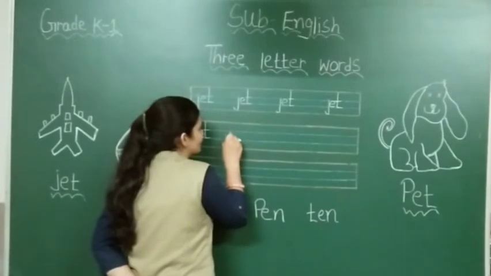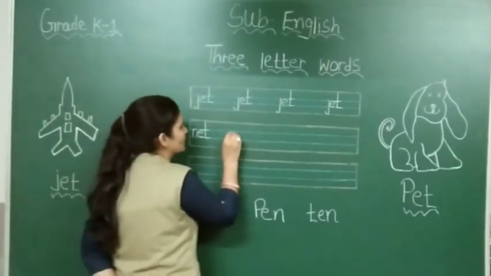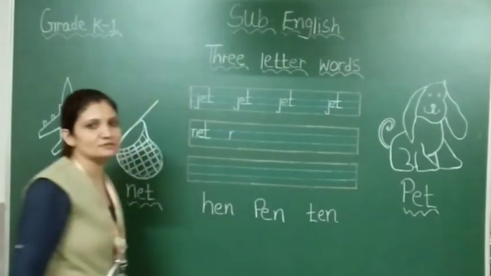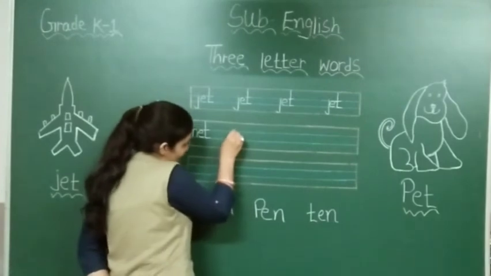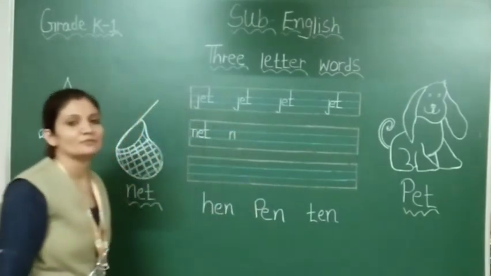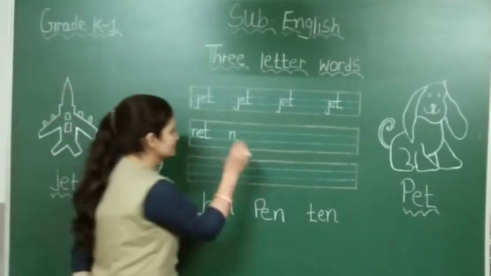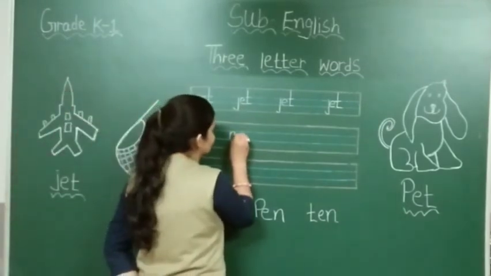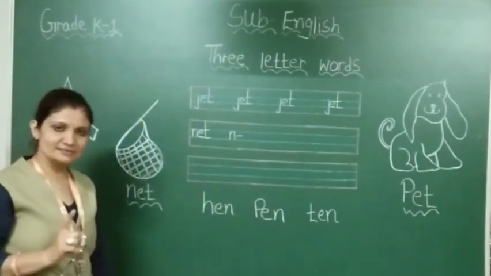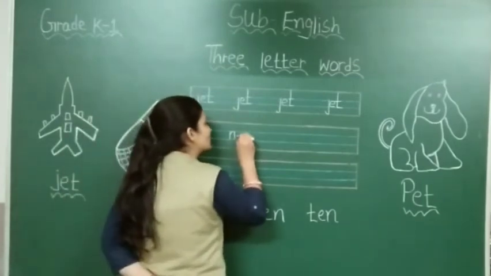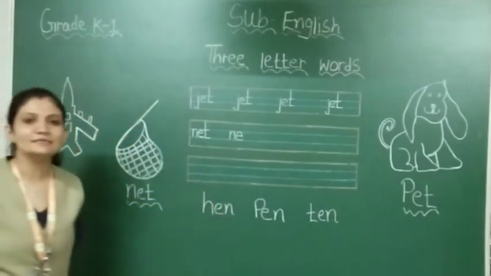N. First we make one standing line like this. Then we make one curve like this. Now one standing line like this. This is called small letter N. Then we have to write E. First we make a slipping line in the middle, and then we make one curve like this. This is called small letter E.